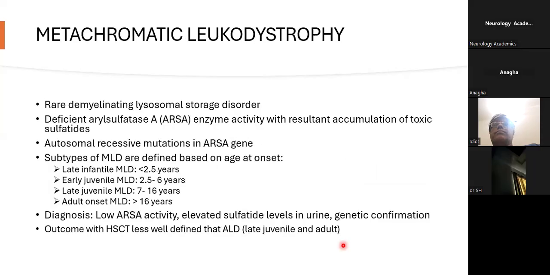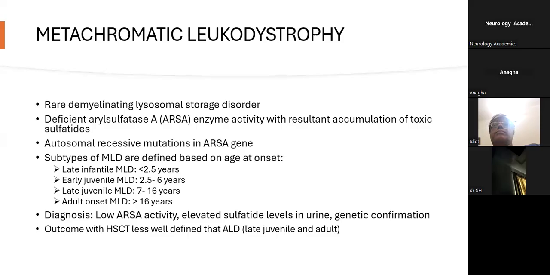The next disease for which gene therapy is approved is metachromatic leukodystrophy. This is a rare demyelinating lysosomal storage disorder due to deficient arylsulfatase A enzyme activity. It is due to an autosomal recessive mutation in the ARSA gene. The subtypes of MLD are defined based on the age of onset. The late infantile is less than 2.5 years, early juvenile MLD between 2.5 to 6 years, late juvenile MLD between 7 to 16 years, and adult onset MLD more than 16 years.